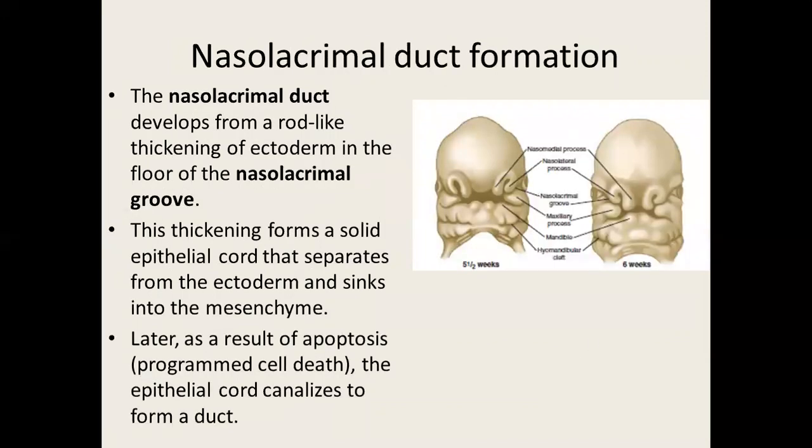So the nasolacrimal duct develops from a rod-like thickening of the ectoderm in the floor of the nasolacrimal groove. Since a groove will form, there will be thickening of the overlying ectoderm. This will form a nasolacrimal groove, and when this thickened cord is recanalized because of the programmed cell death of the lining ectodermal cells, it will convert this groove into a nasolacrimal duct.